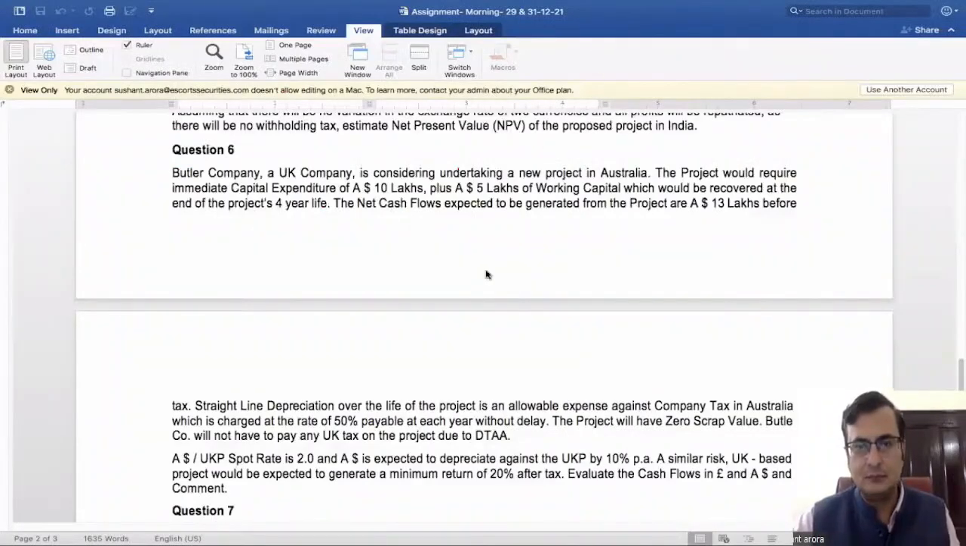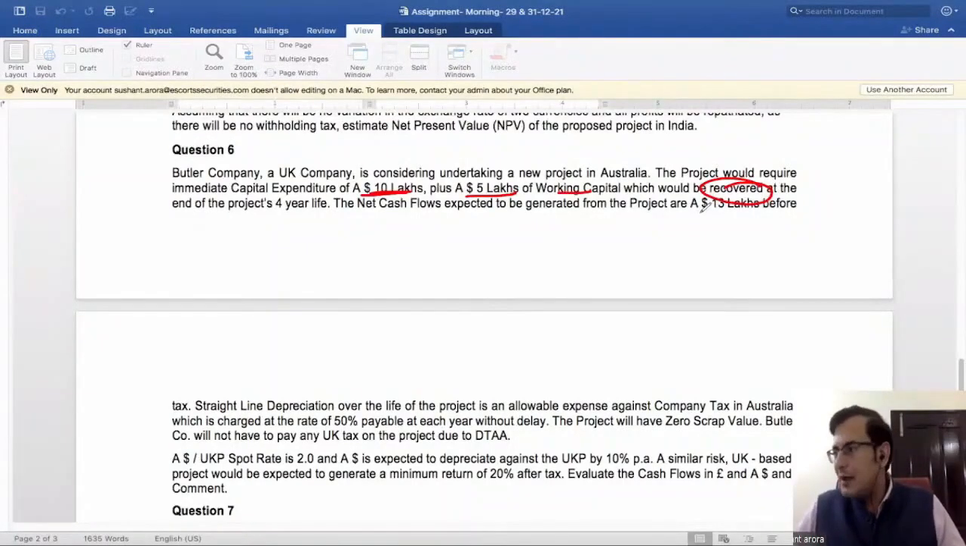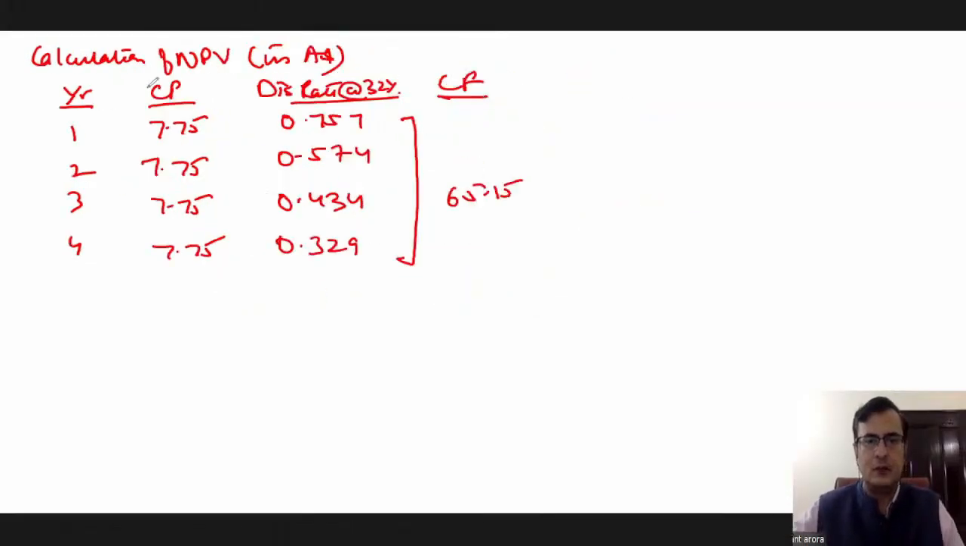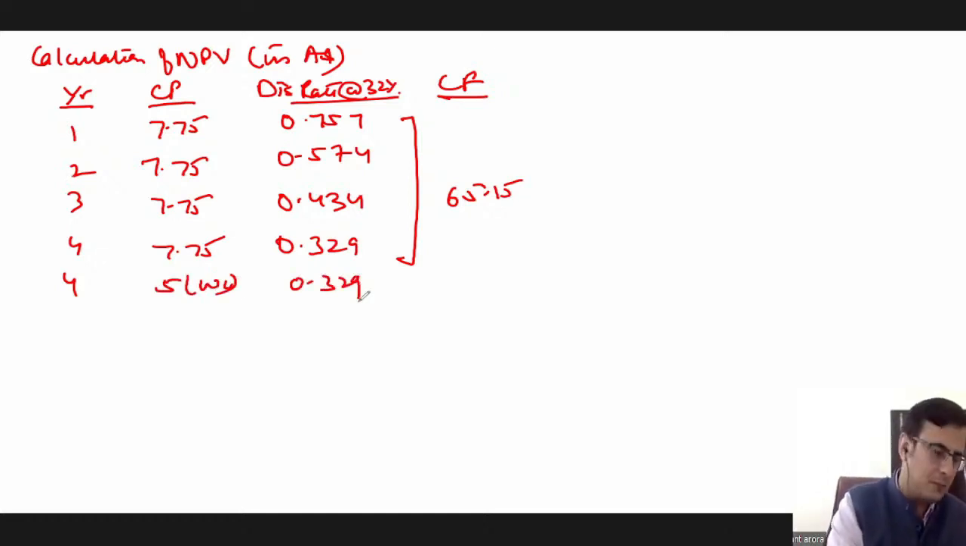See this pattern. The investment is 10 lakhs, plus 5 lakhs of working capital, which will be recovered at the end of the 4 years. So 4 we have already taken. And in the fourth year you will get the recovery of the working capital, which is $5 lakh. Fourth year meaning you will get 5 as working capital recovery. So 0.329. So 5 divided by 0.329.